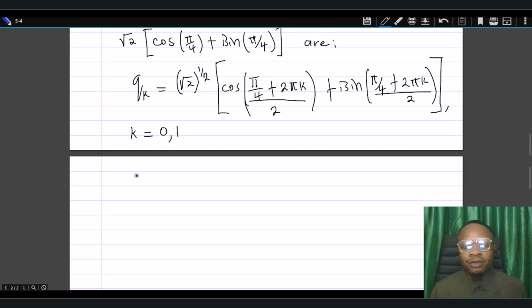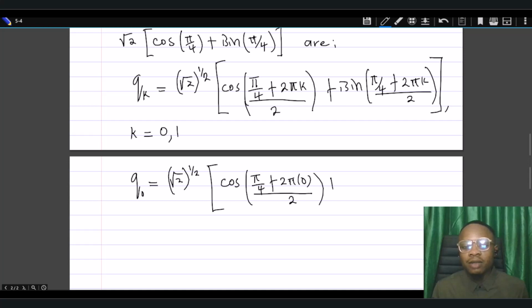So we now get it for k equal to 0. When k equals 0, we get q0, so that's one of the roots. It will be equal to root 2 to the power of 1 over 2, then into cos. For this, when k is 0, we're going to have cos of pi over 4 plus 2 pi into 0, then everything here divided by 2. Then we have plus I sine of pi over 4 plus 2 pi into 0, then everything here divided by 2 again. So we close this off.